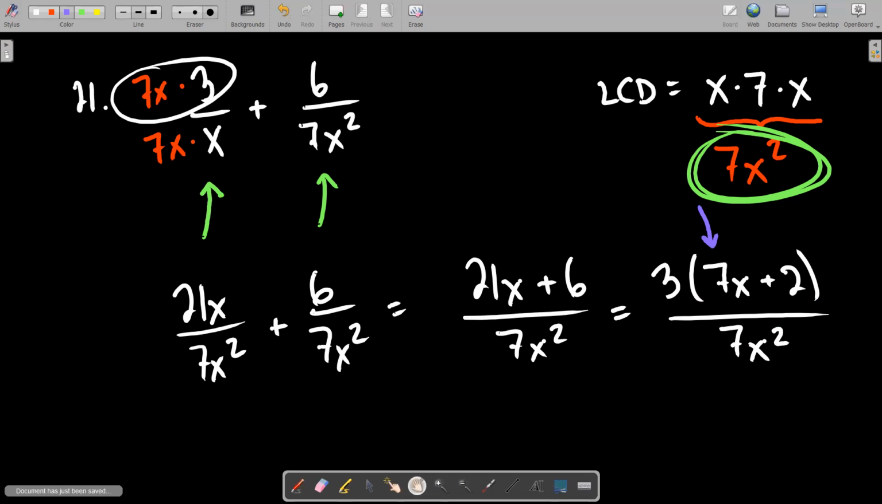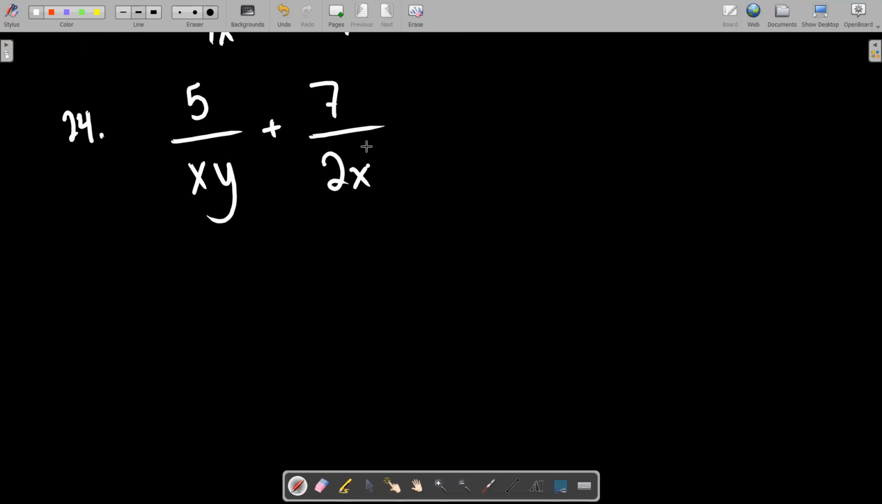All right, let's take a look at number 24. My first fraction says 5 over xy. And my second fraction says 7 over 2x squared. And after years and years of trying to find the words to get young humans to understand the denominator idea, I came up with that Lego thing. So again, if you've got something better, roll with it.